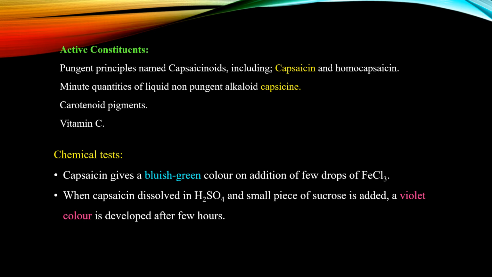The chemical test for capsicum gives a bluish green color on addition of a few drops of ferric chloride to the extract or aqueous decoction of the powder. When capsaicin is dissolved in sulfuric acid, then a small piece of sucrose is added, a violet color is obtained within a few hours, which is characteristic for the capsaicin constituent.